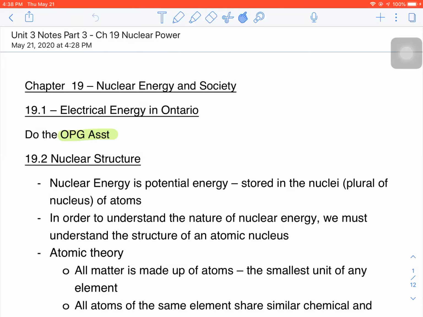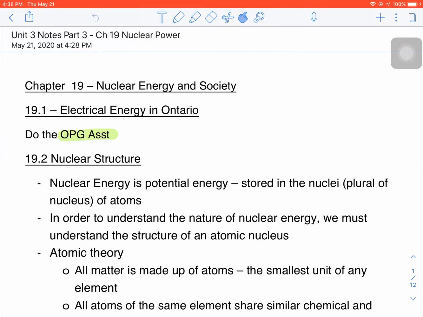Hello all, we're going to start into our third part of the energy unit, the last topic, which is nuclear power or nuclear energy. I'm actually going to use our textbook as a resource for this particular unit, so I'll work directly according to what you see in the textbook.